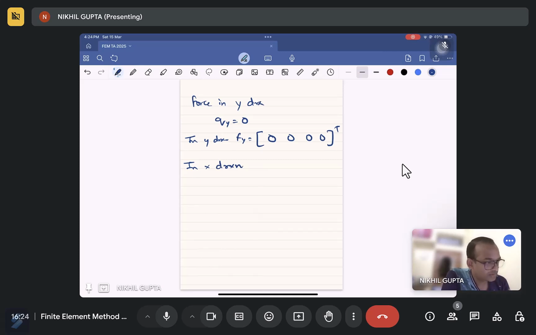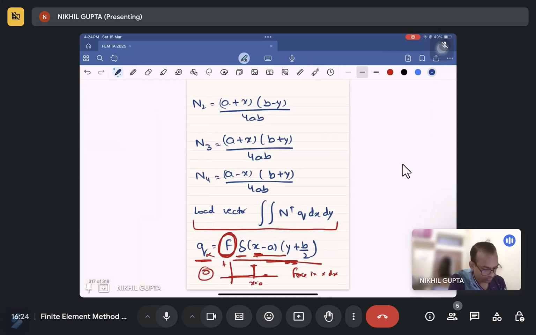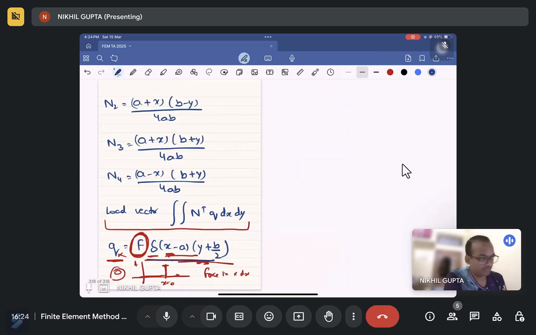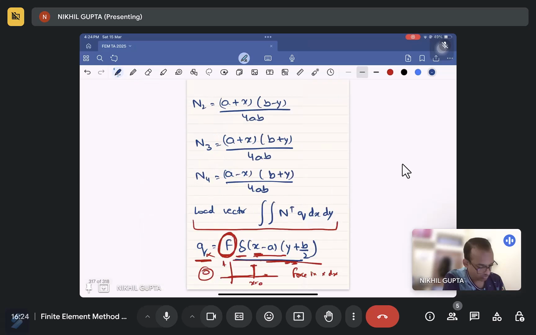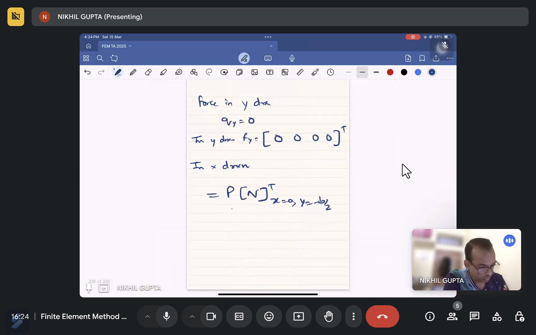Now we know that when we solve this delta integration, we get the value at that point. So it will be P N transpose at x equal to a, y equal to minus b by 2. Okay, how did you get this? Do you know, or should I tell? Okay, no problem.